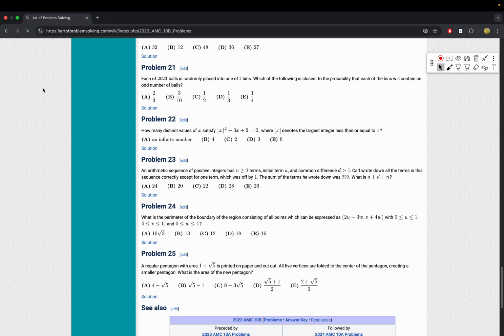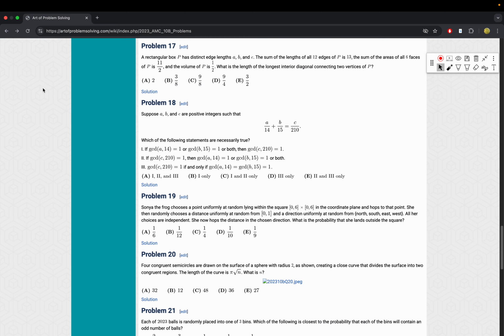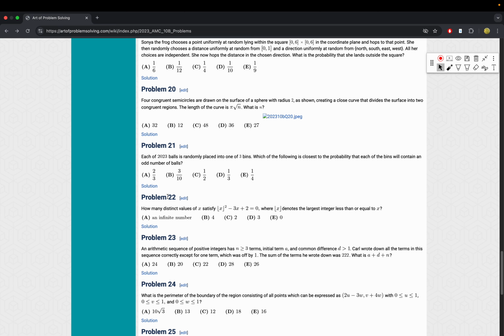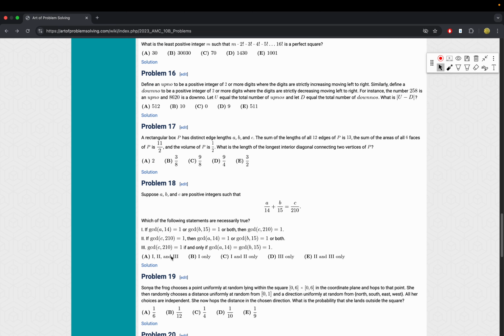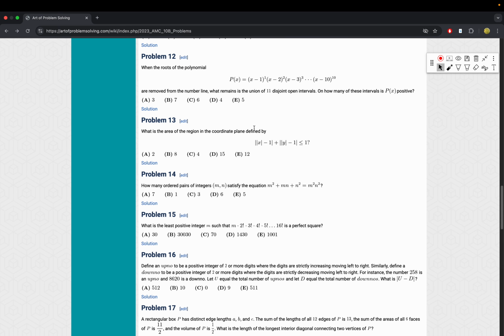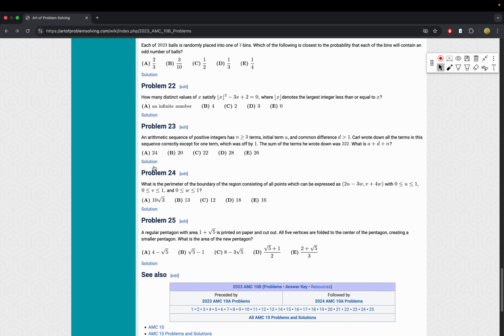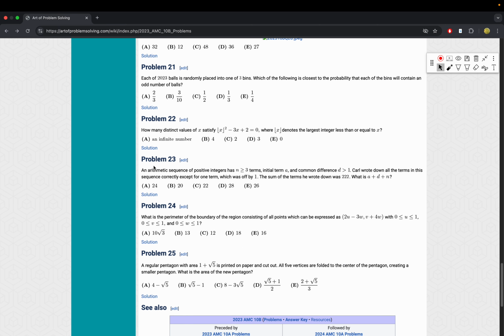But anyways, it's strange that it feels like numbers 19 through 23 are easier than numbers 13 and 14. I mean, 13 was not bad, but number 14 is harder than number 23 for some reason.